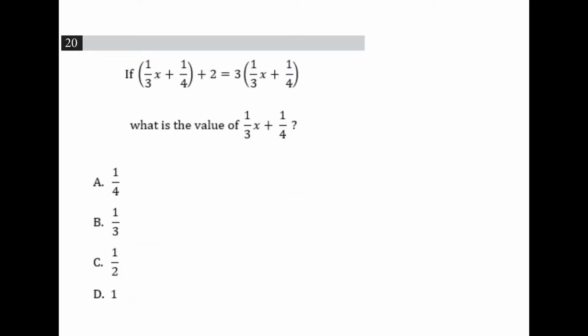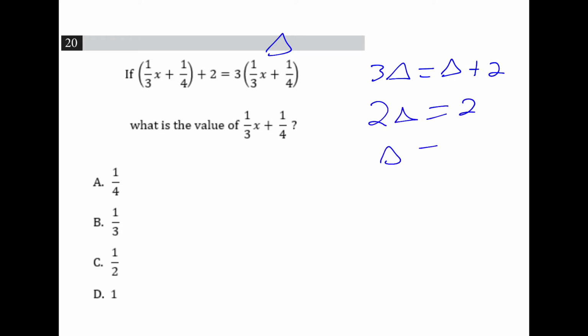So here on the right, let's call this triangle. So I have 3 triangles, and that's the same value as 1 triangle plus 2. Well, if we move that over, we're left with 2 triangles equals 2, or triangle equals 1. I just put a triangle because it's easier to write over and over than this expression, but you could do the same thing.